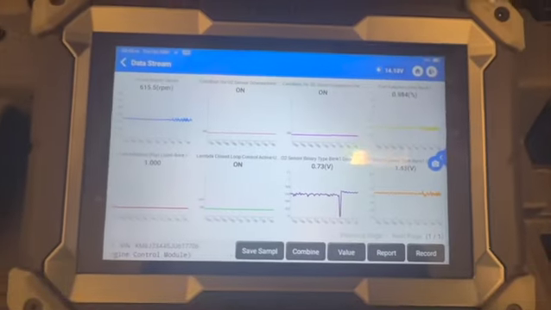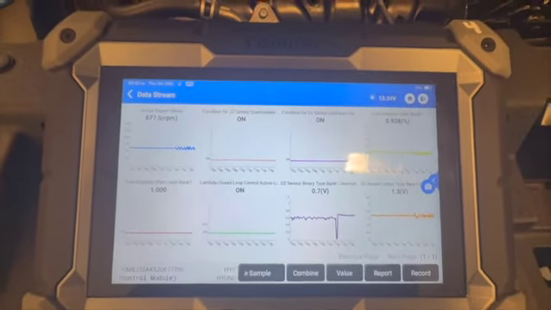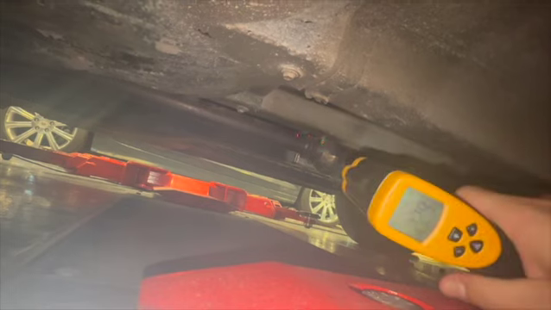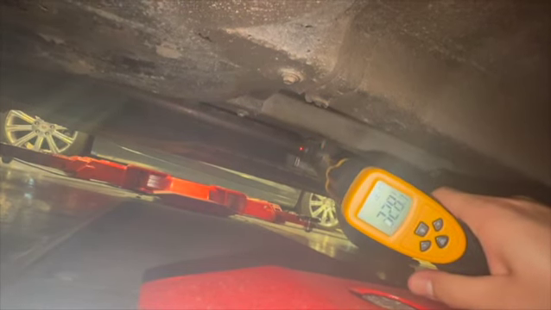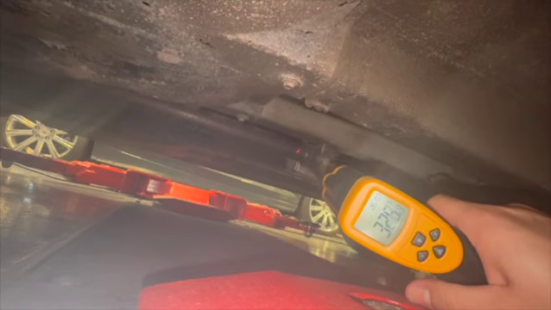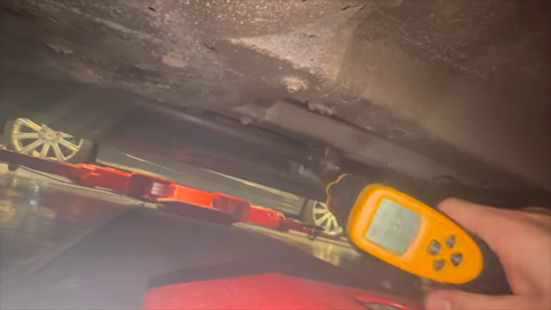And now I will be getting a reading of the catalyst at the outlet. At the outlet of our catalytic converter, which is about here, gives us a reading of about 330, and it fluctuates back and forth.